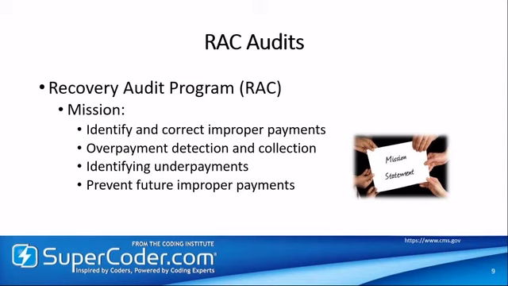So now we'll get into some of the different government programs that make auditing so very important. According to CMS, the Recovery Audit Program, or RAC's mission, is to identify and correct Medicare improper payments through the efficient detection and collection of overpayments that have been made on claims of healthcare services provided to Medicare beneficiaries, and to identify underpayments to providers. The goal is to also allow CMS to implement actions that will prevent future improper payments in all 50 states.